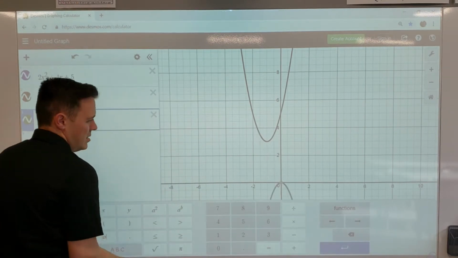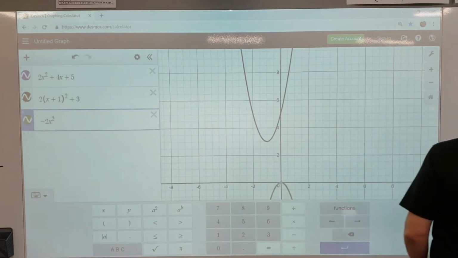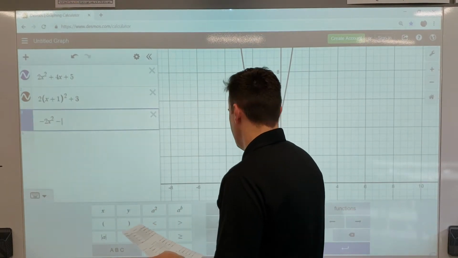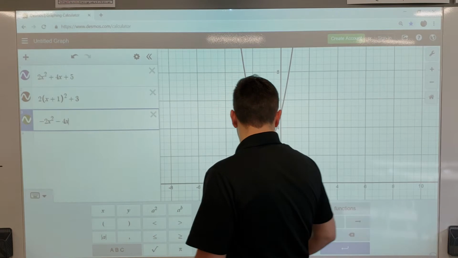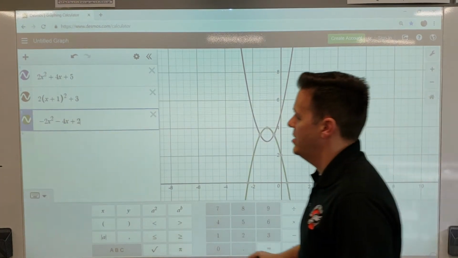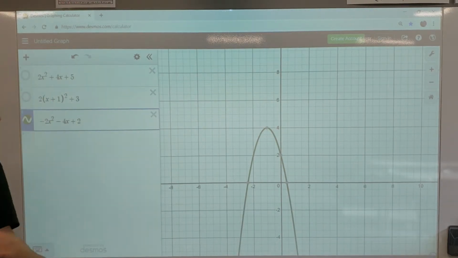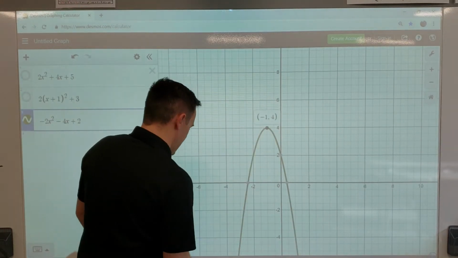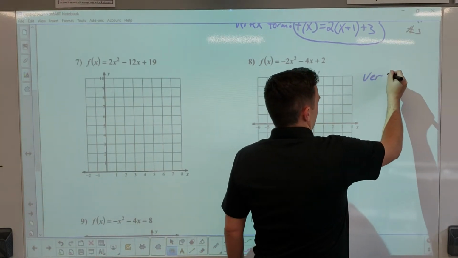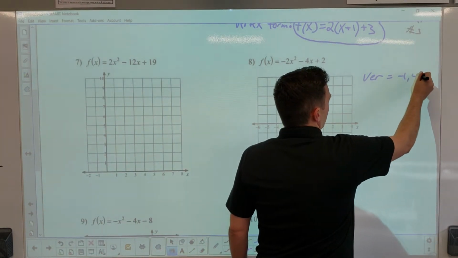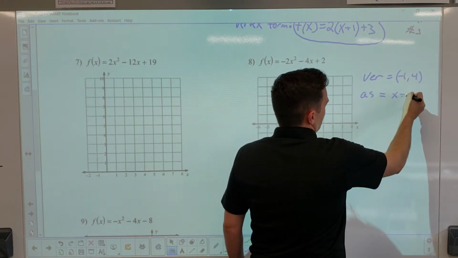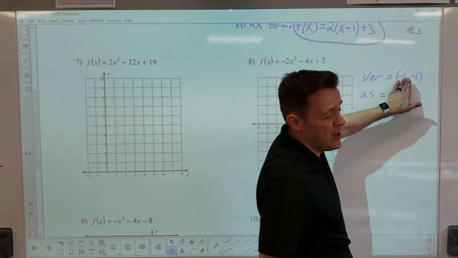-2x squared, and then, instead of me switching back and forth, and I have a bad memory because I can't remember already, minus 4x, and then it's plus 2. So there's my equation there. Let me turn these off. All right, so my vertex here is -1, 4. Nice. Vertex -1, 4. Okay, and then the axis of symmetry is x equals -1, right? Because it's this value right here.